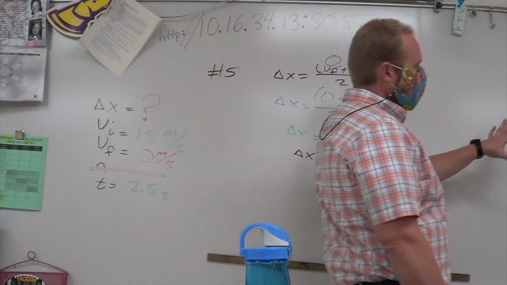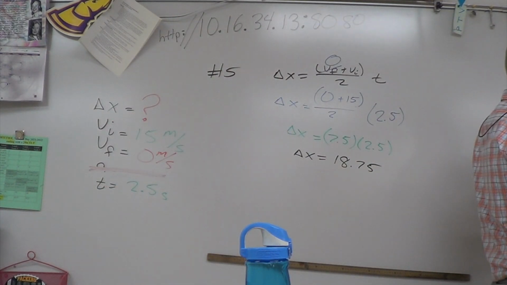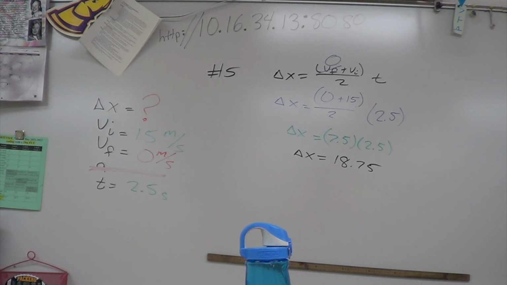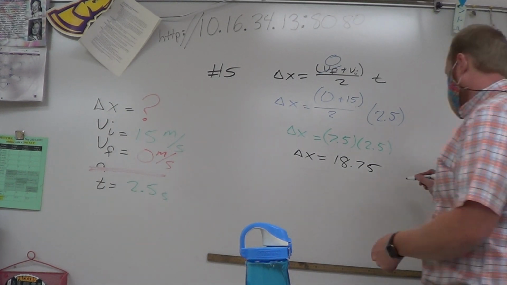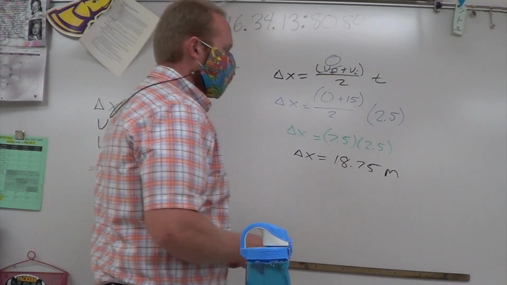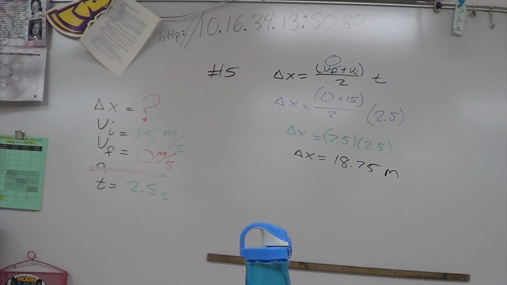Now if we go over to this list, if everything I used had these units going in, I'm going to get all of these units back out for my final answer. So because I only use meters per second, and I only use seconds, then my answer is going to come out in the units of meters. So my final answer is 18.75 meters. That's how far that car is going to travel in that 2.5 seconds.